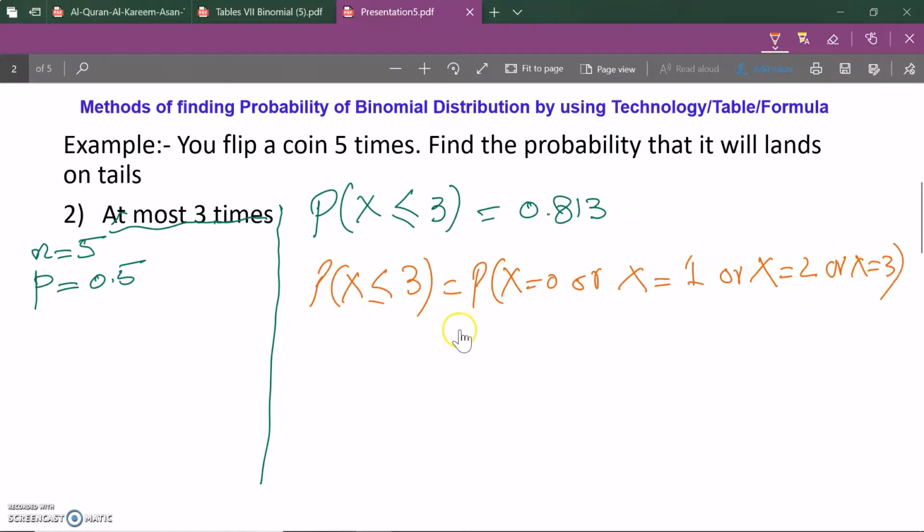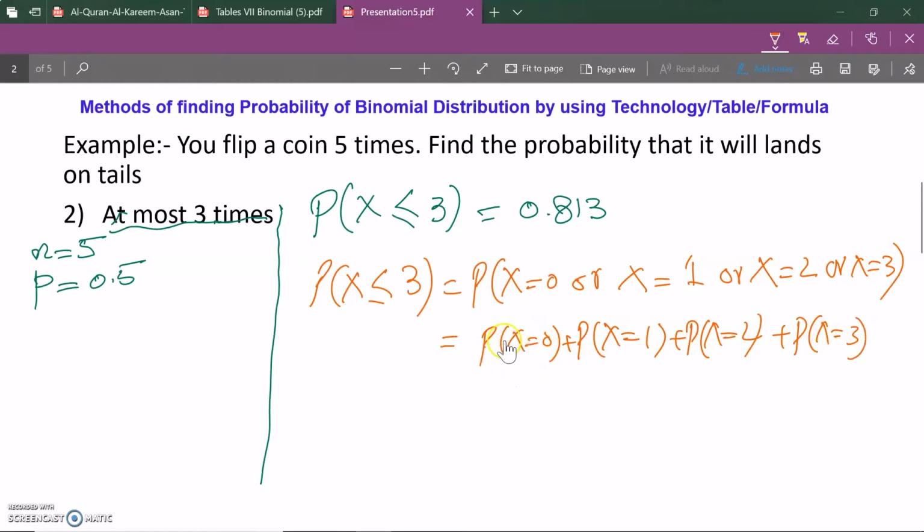Now what happened basically here, these are all mutually exclusive events. These cannot happen at the same time. So we can apply the addition rule of probability. The probability of x equal to 0 plus the probability of x equal to 1 plus the probability of x equal to 2 plus the probability of x equal to 3.